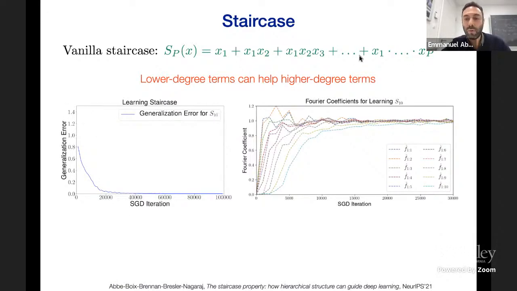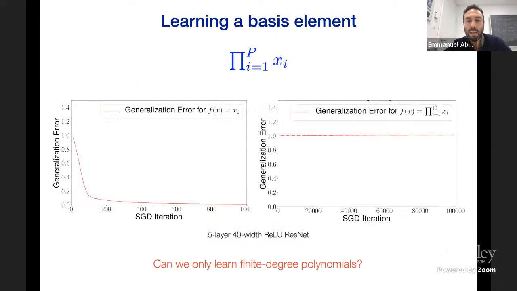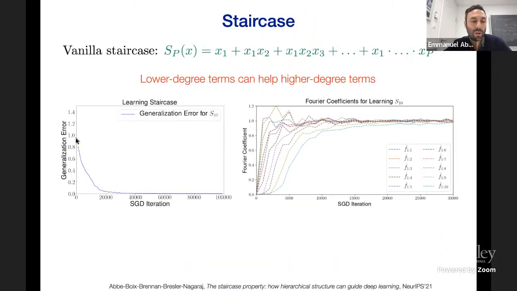So recall that before, just the last coefficient would not be learned at all. This is this plot here on the right. But now if you work with the staircase, then you will learn the whole staircase and you can learn the last term with perfect accuracy.